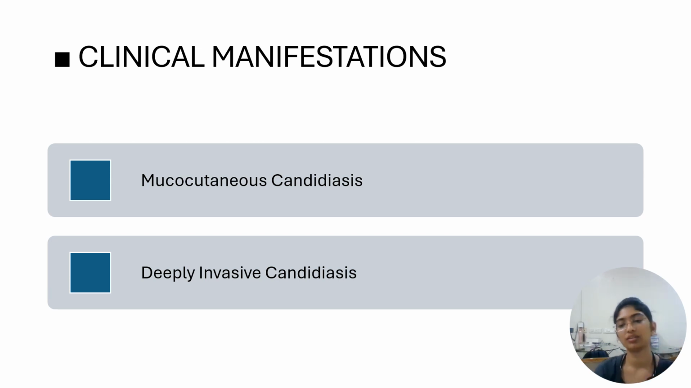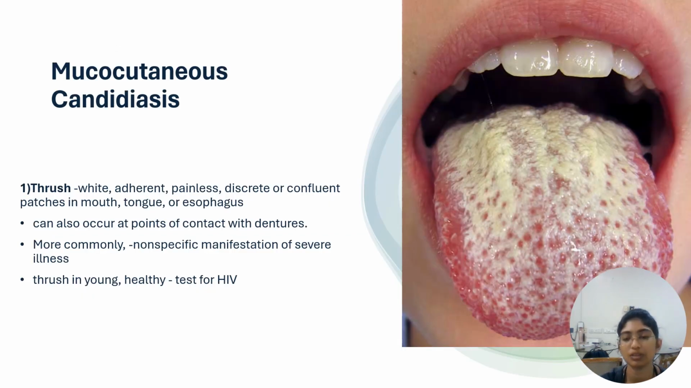So candidiasis can either be a superficial infection in the form of mucocutaneous candidiasis or a deeply invasive candidiasis. Firstly, mucocutaneous candidiasis includes various conditions like oropharyngeal candidiasis, esophageal candidiasis, vaginal candidiasis, paronychia, onychomycosis, and various other things. This is thrush, which is oropharyngeal candidiasis. We can see white, painless patches in the mouth, tongue, or esophagus, and they can also occur at the points of contact with dentures.